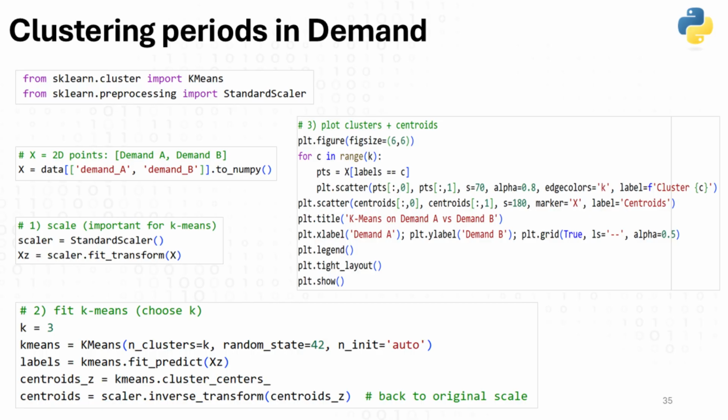Finally, we visualize the results. The code loops through each cluster to plot the data points and marks the final centroids with a red X. By the end of this script, we have successfully transformed 20 individual records into 3 distinct business scenarios, each ready for its own optimized production strategy.